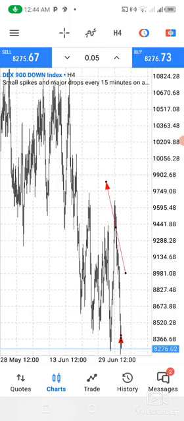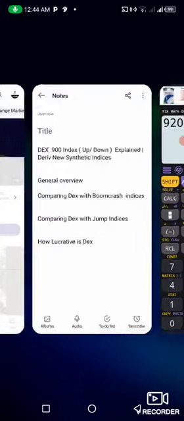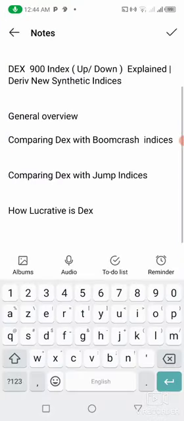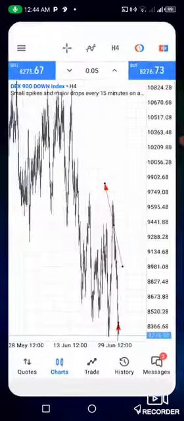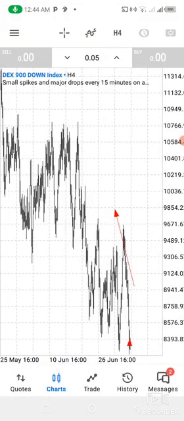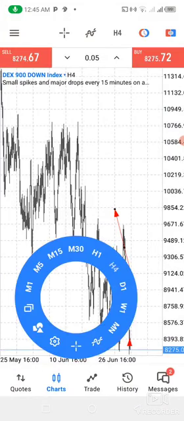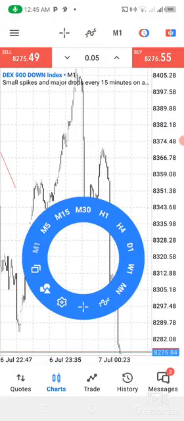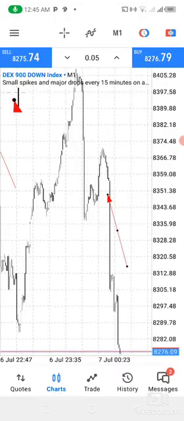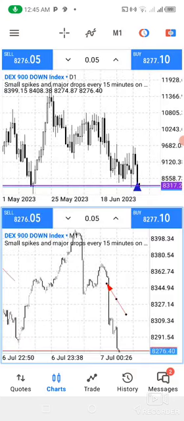Now there is something I said here: if you look at the document, I said after the general overview, we'll talk about comparing this with boom and crash, then comparing this with jump indices, and then why it is lucrative. Now I'm going to rush this because I don't want this video to take much time. What exactly is the difference between this and boom and crash market?